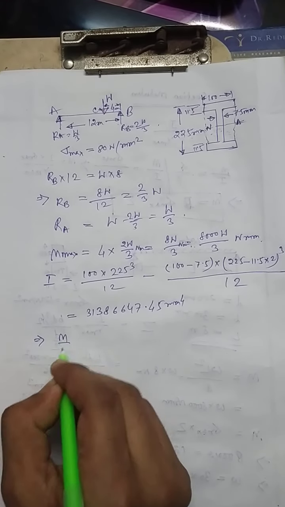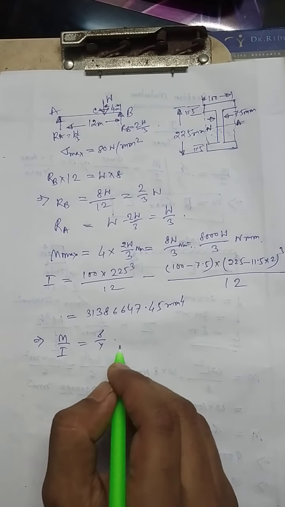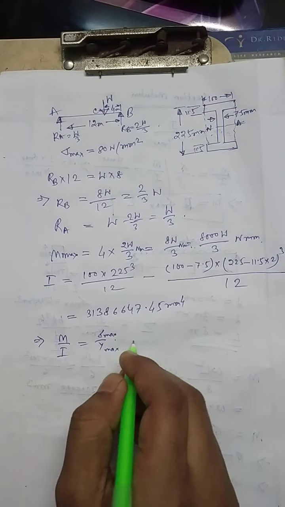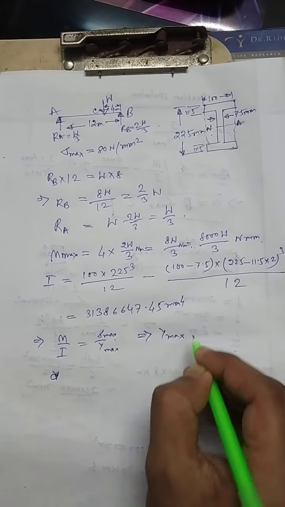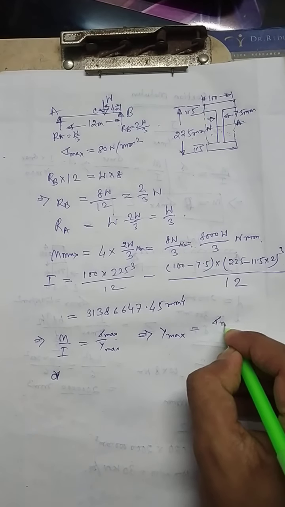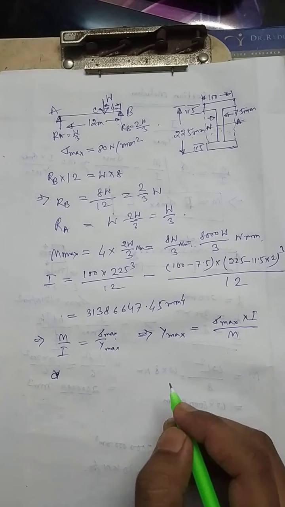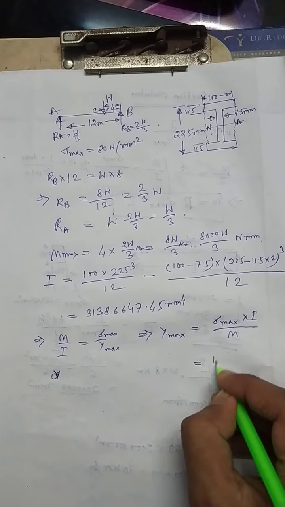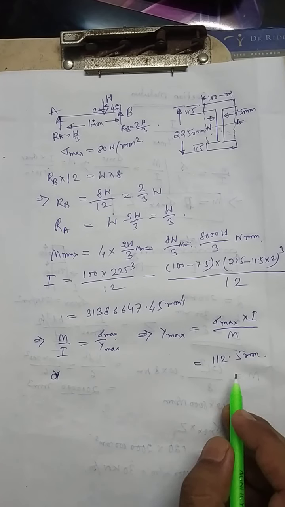Now using the relation M by I is equal to sigma by Y, with sigma max and Y max. So we will find Y max, and Y max will be equal to sigma max into I by M, and we will get the value 112.5 mm. That will be Y max.